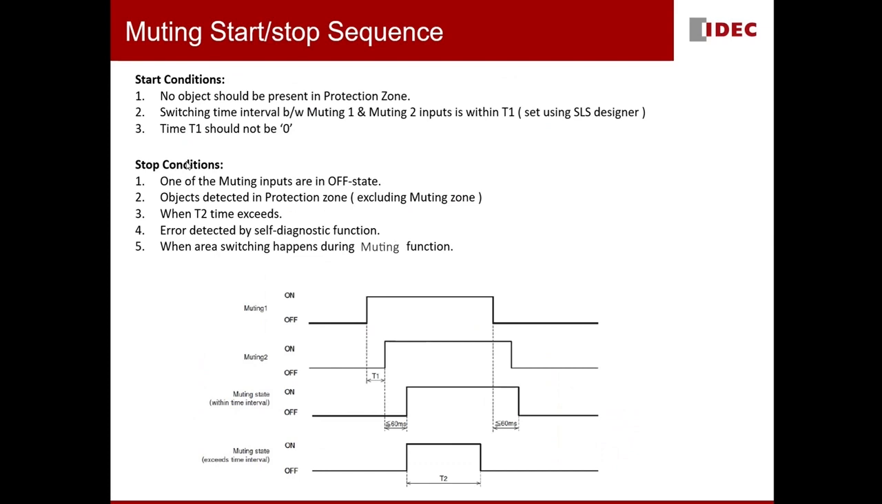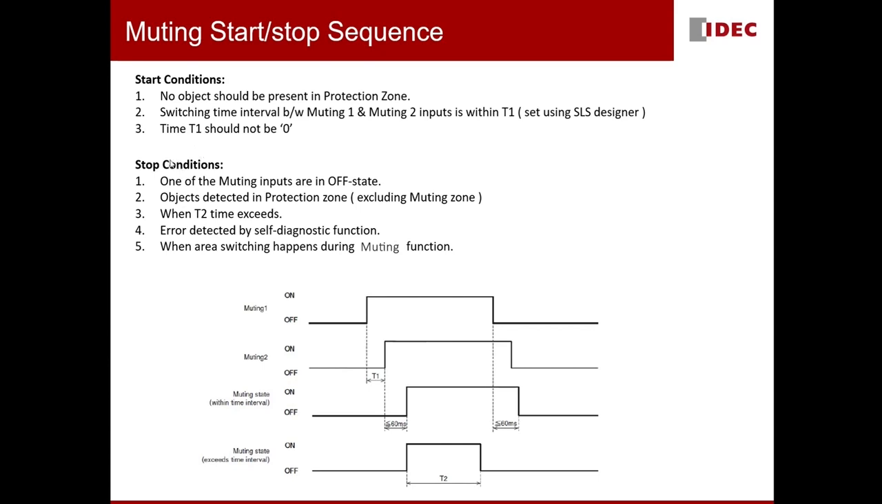Initially, for the start of the muting function, we have to make sure of the following three conditions. First, no object should be present in the protection zone before switching it on. Second, the switching time interval between muting 1 and muting 2, these two inputs, should be within t1 seconds. This timer can be set with the help of SLS designer, and t1 should not be 0, it should be more than 0.